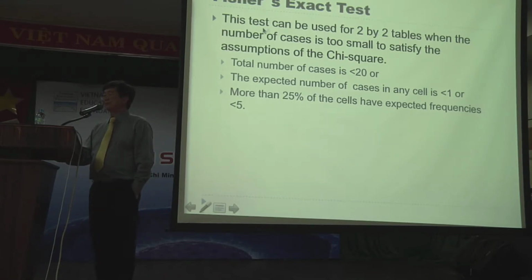Fisher's exact test. Now this test can be used for a 2x2 contingency table when the number of cases is too small to satisfy the assumption for the chi-square test. So that means that the total number of cases is less than 20, or the expected number of cases in any of the cells is less than 1, or more than 25% of the cells have expected frequencies of less than 5.